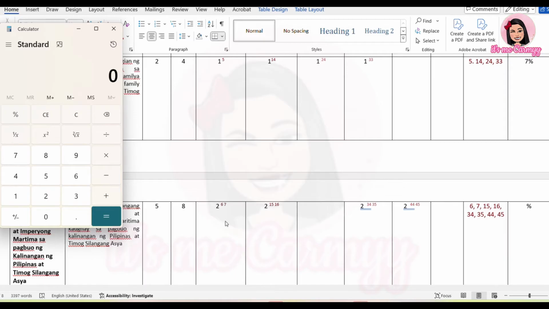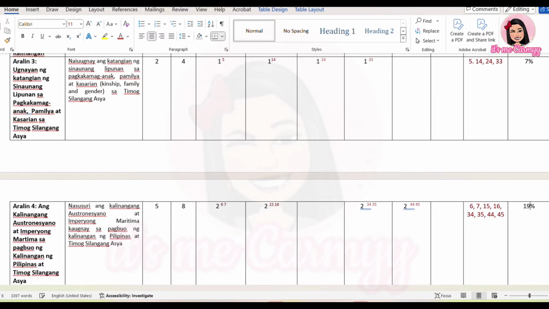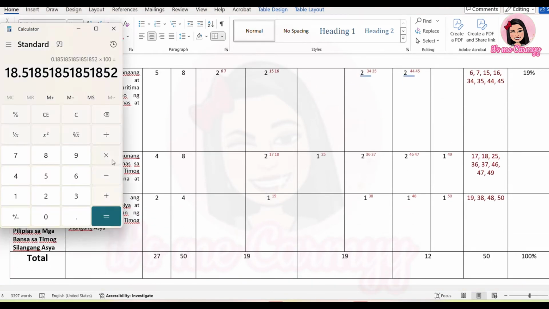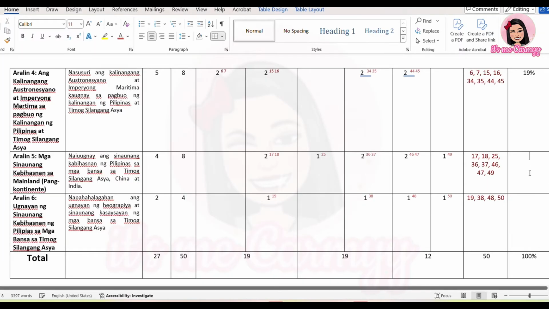Next, 5 divided by 27, 0.18 multiply by 100, 18.5, 19, round off natin since 18.5 na siya. And for aralin 5, 4 divided by 27 is equal to 0.14 multiplied by 100 is equal to 14.8 or 15%.